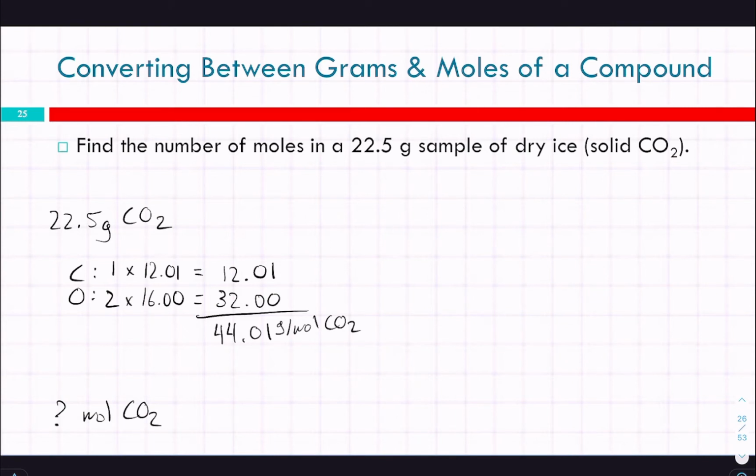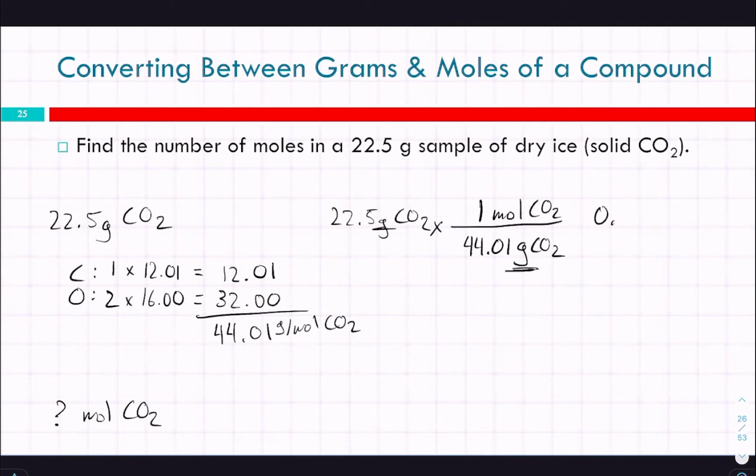So with that, we now have a conversion factor between grams of CO2 and moles of CO2. We can start with our 22.5 grams, and then does 44.01 go on the top or the bottom? It goes on the bottom because it's 44.01 grams, so the grams here match the grams here. This is 1 mole of CO2. So we get 22.5 divided by 44.01 for 0.511 moles CO2.